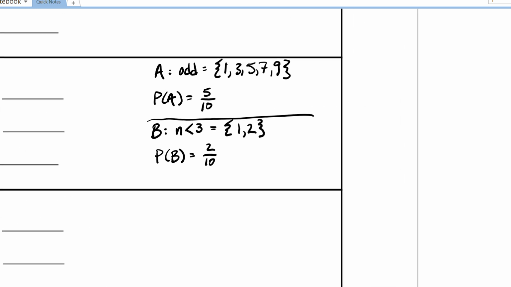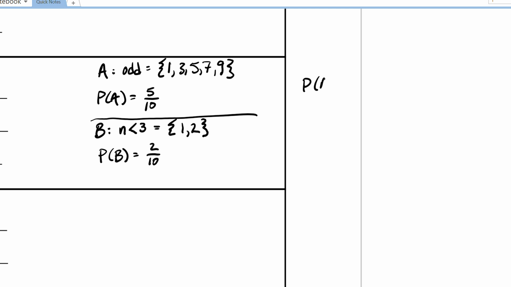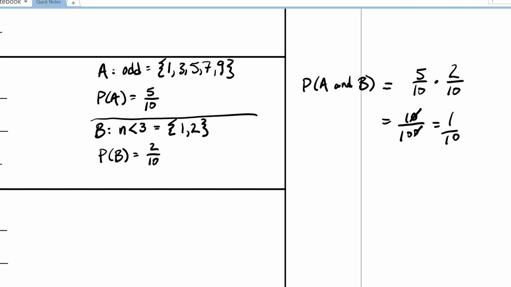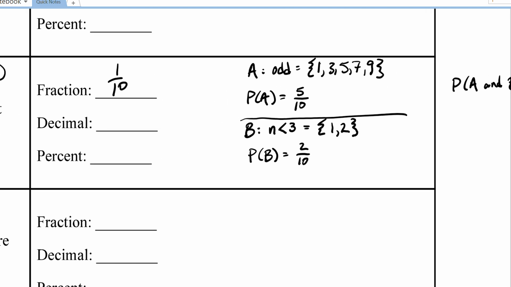Then the probability of A and B is 5/10, which we've already calculated, times 2/10. 5 times 2 would be 10, and 10 times 10 is 100, and this simplifies by dividing both the top and the bottom by 10. It's 1/10, so the fraction is 1/10.